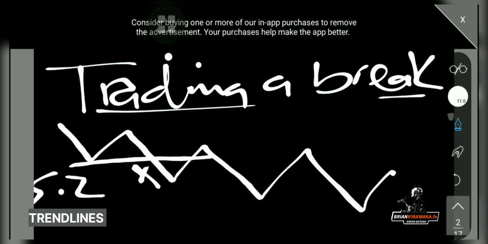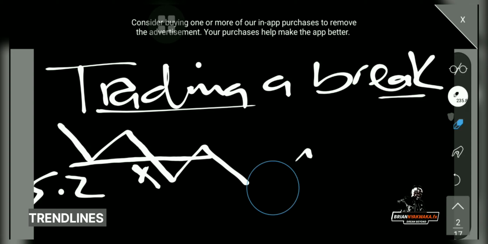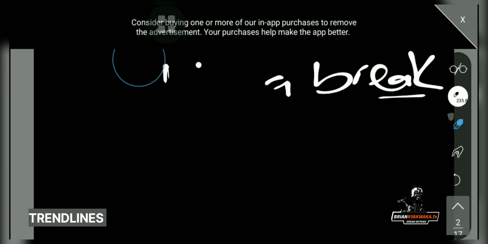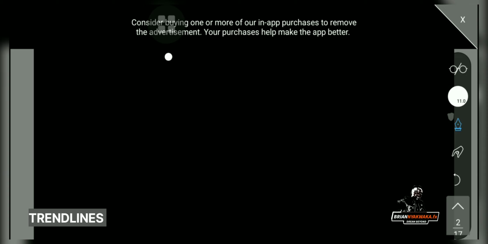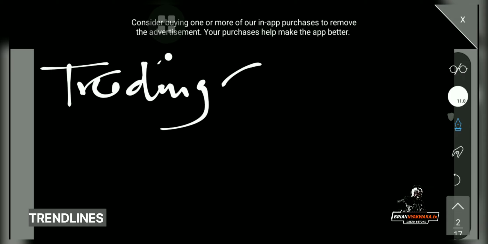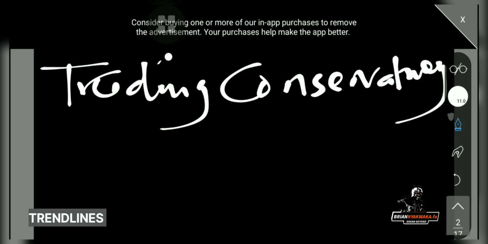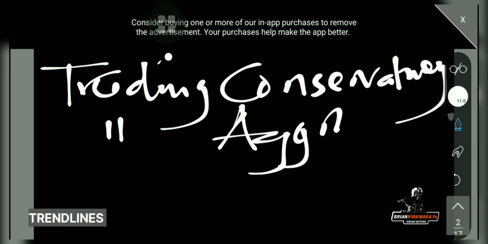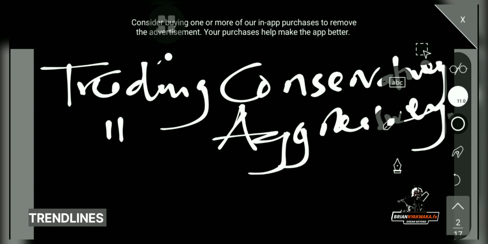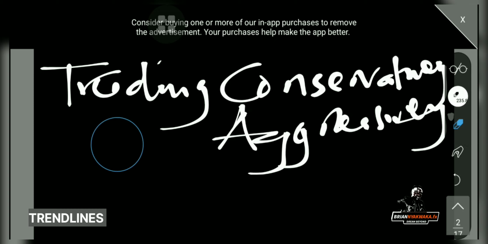And we have two ways of executing orders in the market: trading conservatively and trading aggressively. So we have two major types of traders. There are those who trade conservatively and there are those who trade aggressively. I'm going to start with those who trade conservatively.